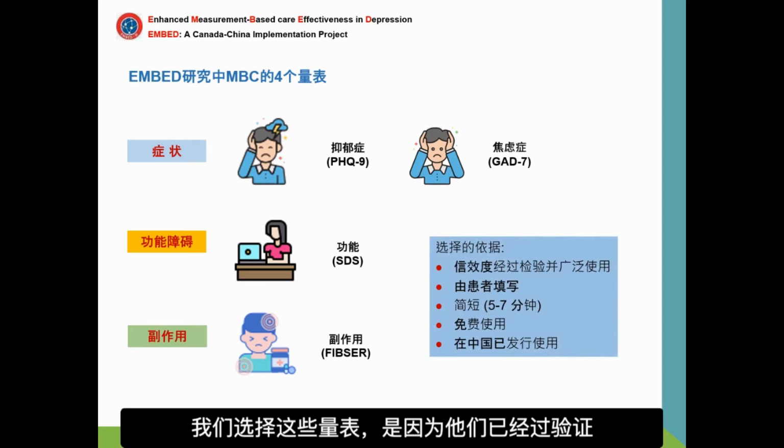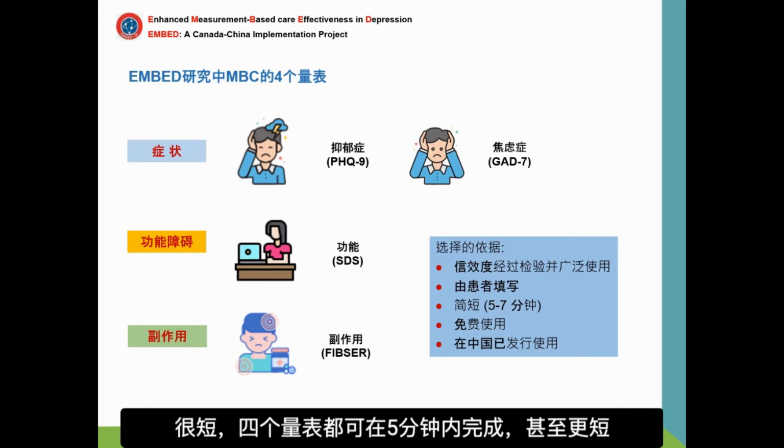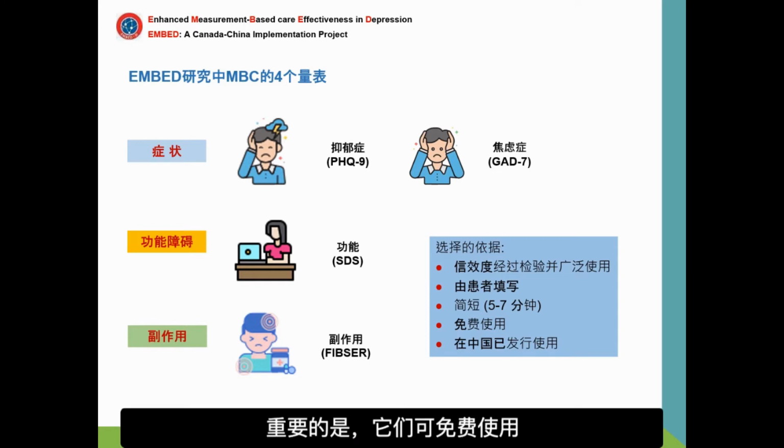We chose these scales because they've been validated and widely used in depression studies. They're easily completed by patients, very short. All 4 scales can be completed within 5 minutes and often even shorter. Importantly, they're free to use and available in Chinese language and validated in Chinese populations. In fact, these scales are also available in many other languages that can be used elsewhere.